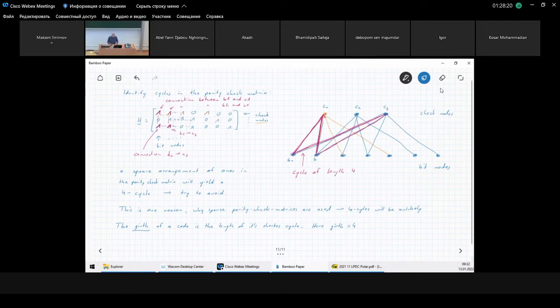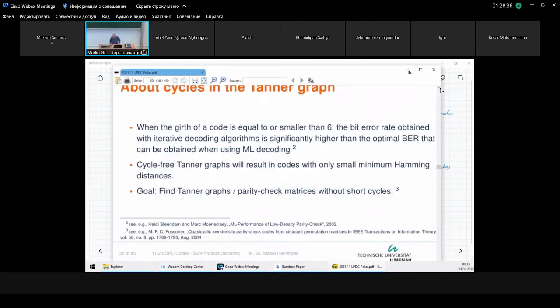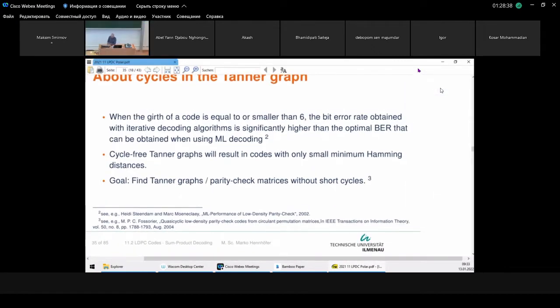Okay. Let's see. So let me switch over to the lecture slides here. So here I summarized this again, also referring to some papers where you could have a closer look at this. So when the girth is smaller than 6, the bit error rate is significantly higher than if we did just some maximum likelihood decoding.